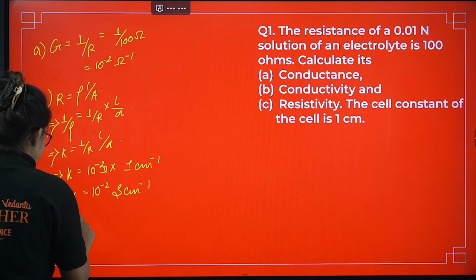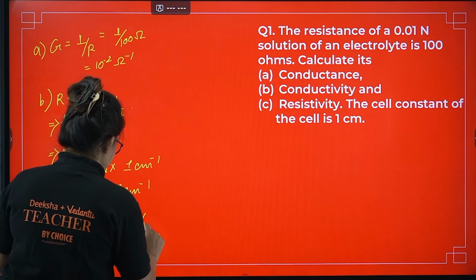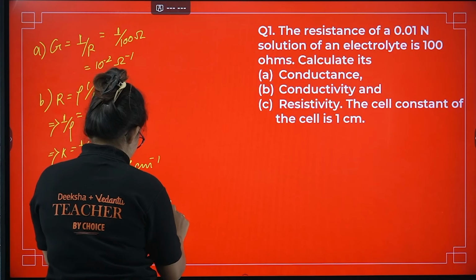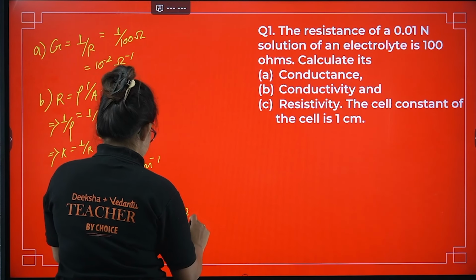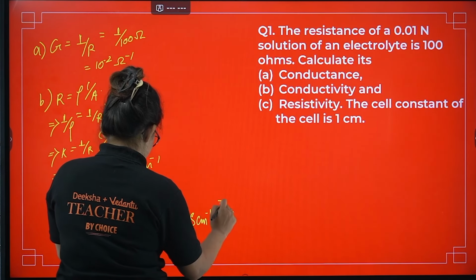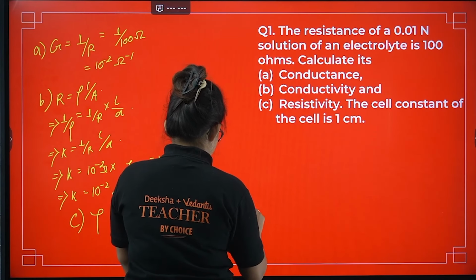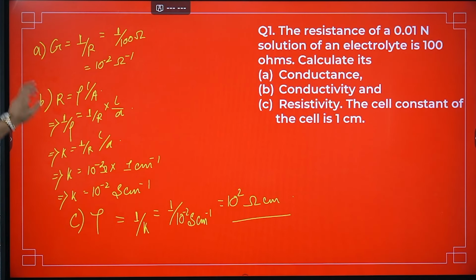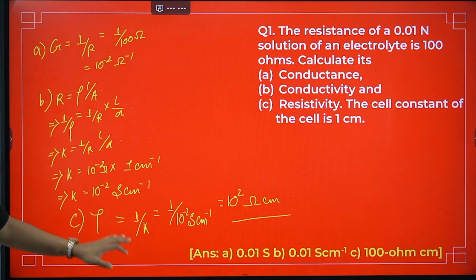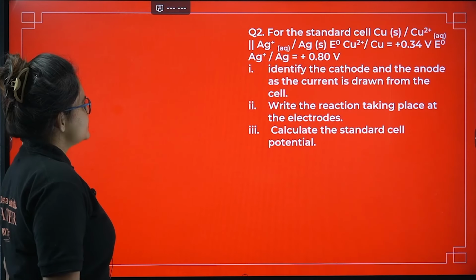Next, resistivity. Resistivity is basically rho. So rho is basically 1 by kappa, right? So 1 by 10 power minus 2 Siemens centimeter inverse. So from here you will get how much? 10 square. Siemens inverse means ohm, right? Ohm centimeter. That's it. I guess you understood this. It's a very simple basic problem. Write the formula, put the values and you will get it. I guess this is clear to you. Okay, let's go ahead with the next problem.